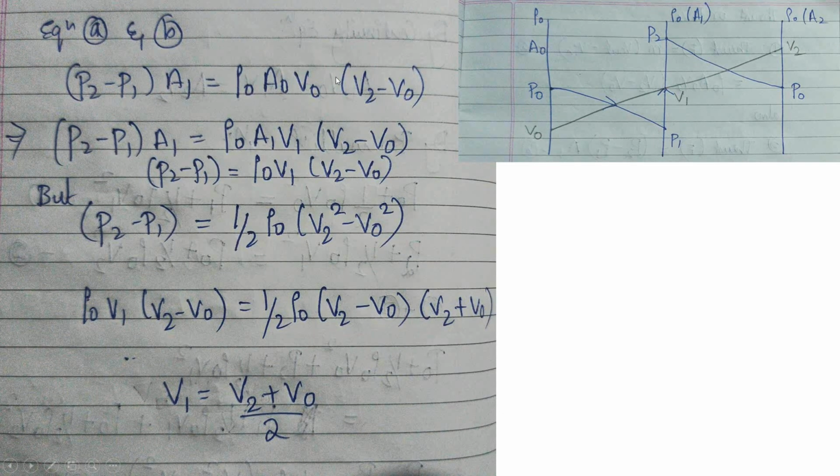Now we'll try to reduce this. Since this is the continuity equation, we know A naught and V naught can be written as A1 and V1. So therefore P2 minus P1 into A1 is equal to rho naught A1 V1 into V2 minus V naught. Why did we use A1 and V1 instead of A2 and V2? Because we can cancel out A1 at this point.